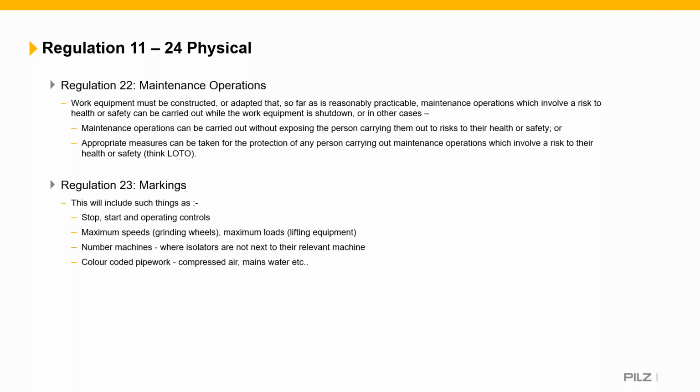So if the isolators aren't located right next to the machine, that we have a number of them that are numbered, and we know what number relates to which machine, so we can operate the correct one. It may be that we have pipe work up and down around a machine. Easy thing to do with this is to colour code it and know what the colours mean. So we might have different pipes for air, water, or any waste or anything like that that's coming off the machine or the process that's being used.